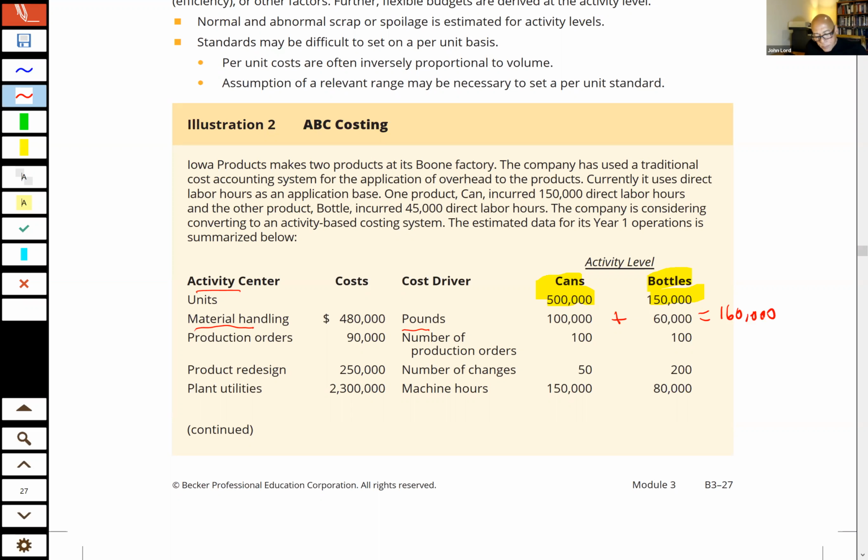Okay. Production orders, 100 for cans, 100 for bottles. That gives us a total of 200. Product redesign, number of changes, quite a few changes for bottles, not so much for cans, totals 250. And then machine hours, and that's a total of 230,000, okay? All right, so we have the different activities, we have the different cost of those activities, okay? And what we're gonna do is use this information and this information to come up with the cost per activity, okay?